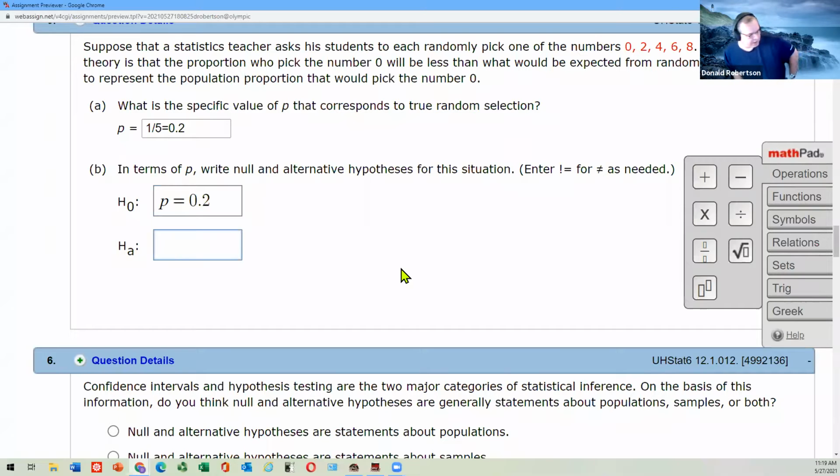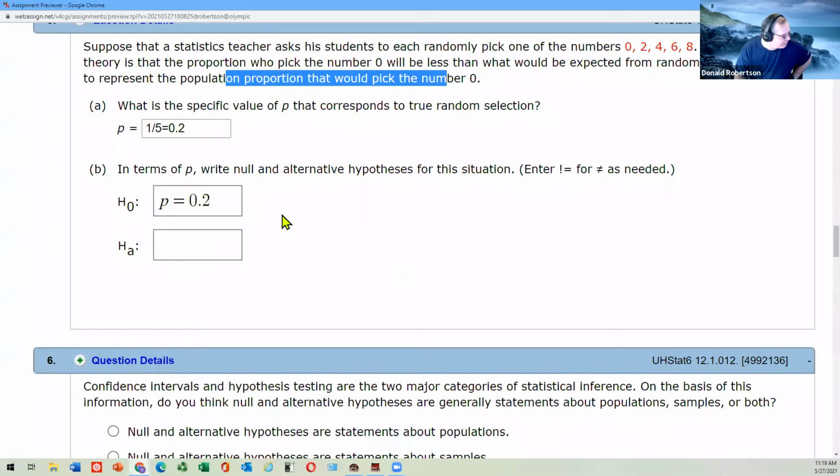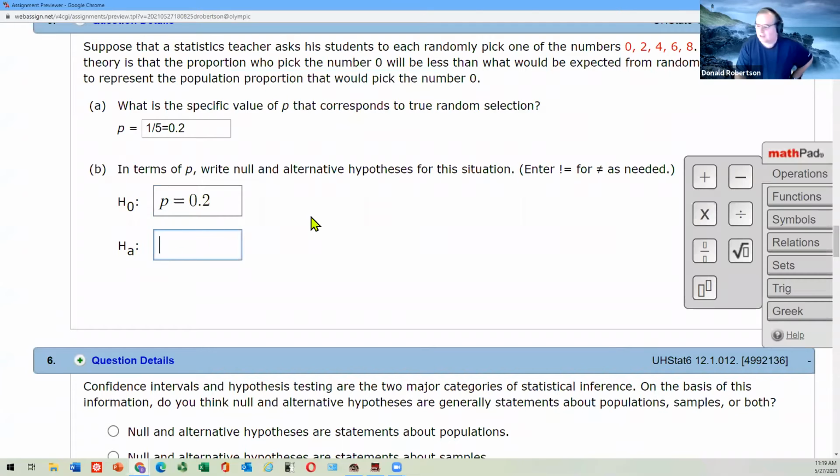What do you think the alternate is, a not equals? I just told you the answer. What would you expect if it wasn't random, right? Well, if it was not random, you'd expect it not to be that number, right? It could be more, it could be less.